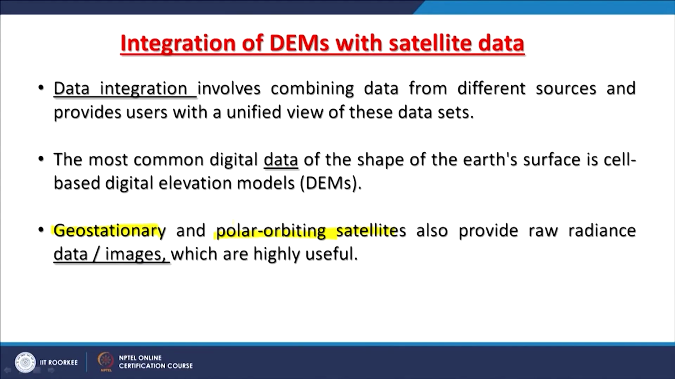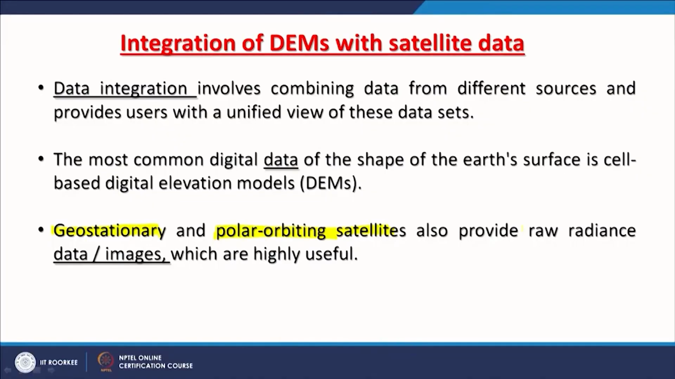So, these are basically multi-purpose satellites, mainly the geostationary ones, whereas polar orbiting satellites are having mainly one agenda, and that is acquiring images at relatively higher resolution. So, these satellites basically provide the raw data or raw radiance images, which we make use of, and nowadays tens of satellites of different countries are in orbit.